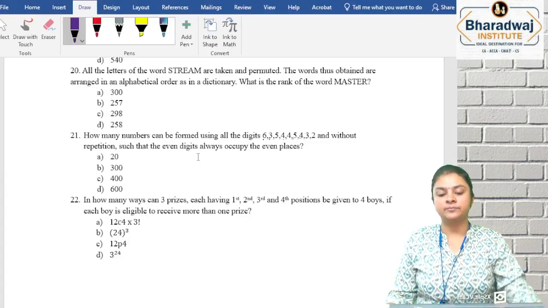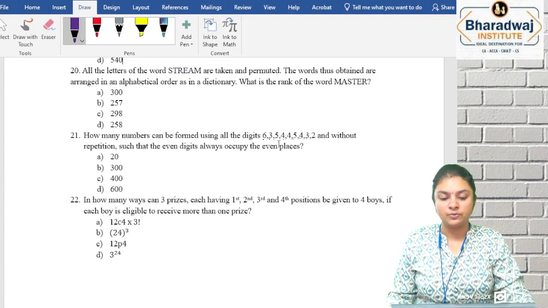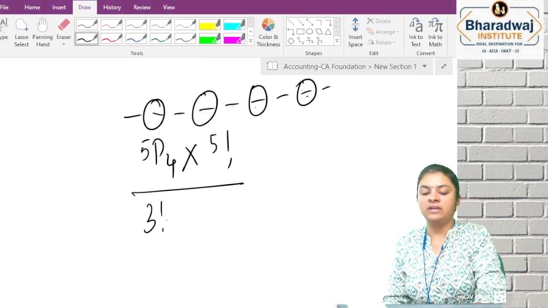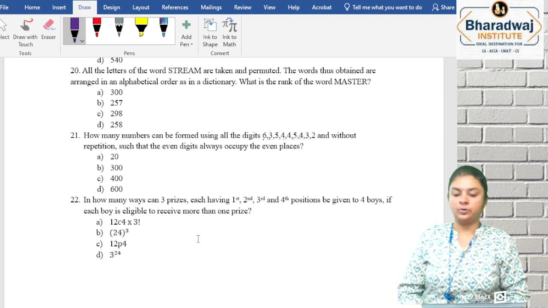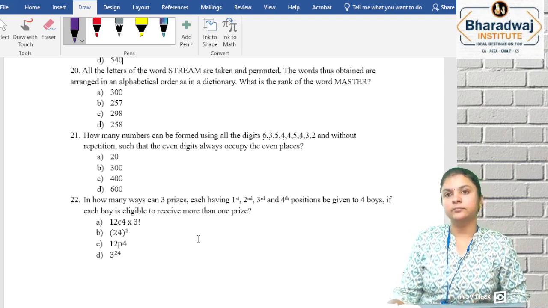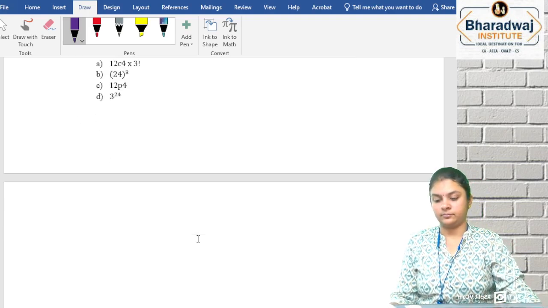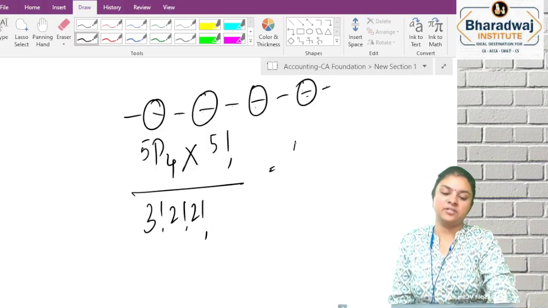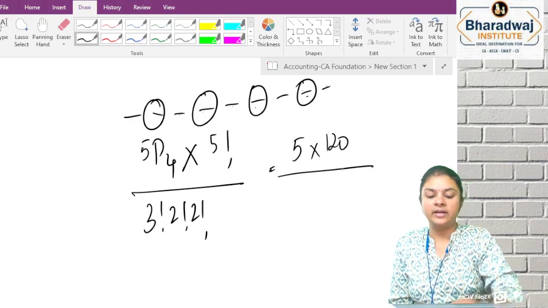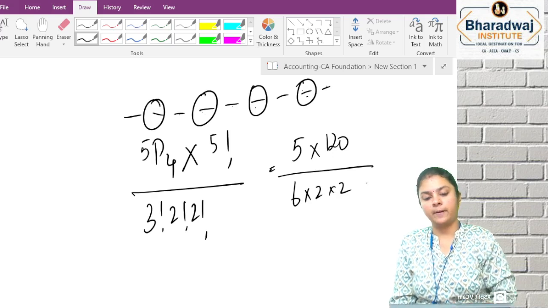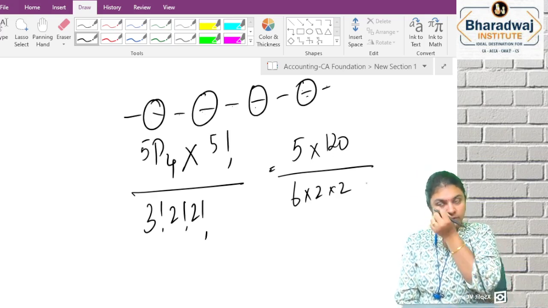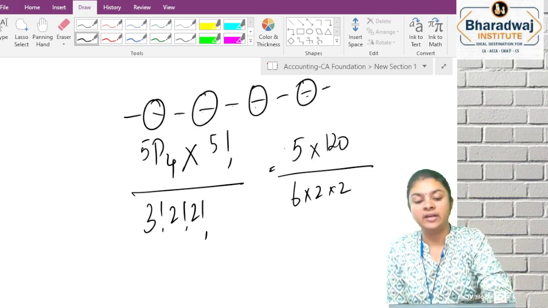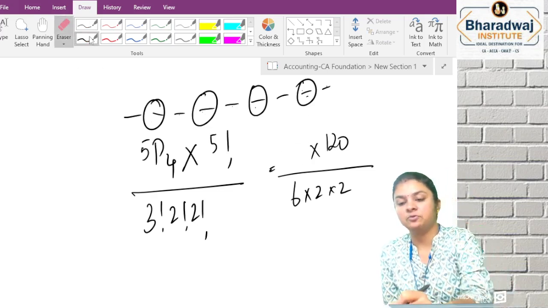Divided by 3 factorial into 2 factorial. For 3 it is 2 factorial, for 5 it is 2 factorial, for 4 it is 3 factorial. So 3 factorial into 2 factorial into 2 factorial. So 5P4 is 5 factorial by (5 minus 4) factorial. Answer is 5 factorial, right? 120. 5C4, sorry.